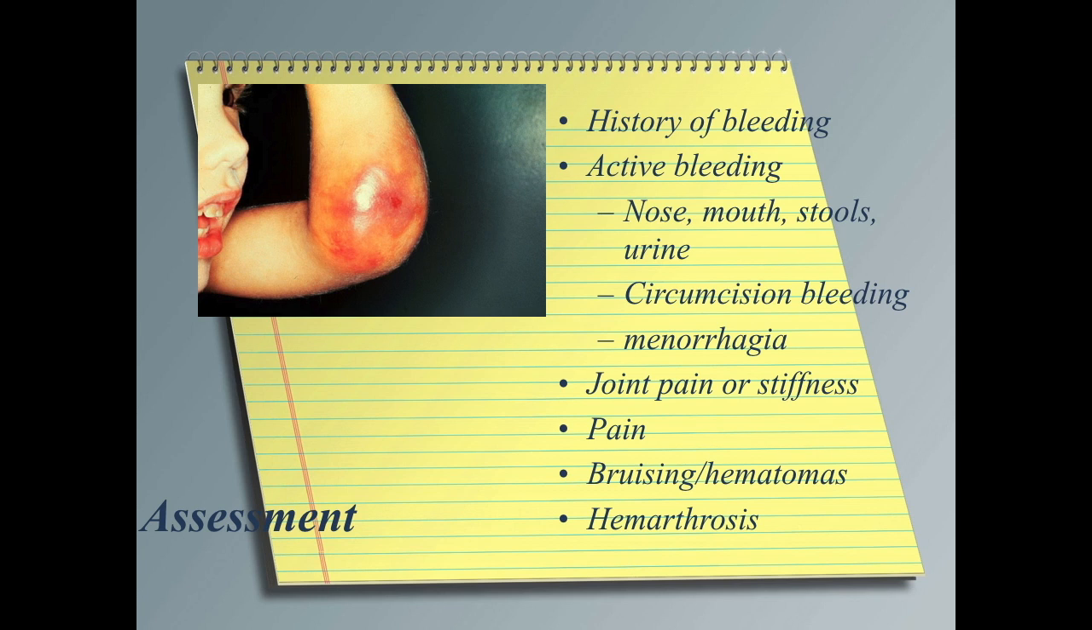They can have joint pain and stiffness because of the bleeding into the joint, which is the hemarthrosis, and that's the picture that I have up here. And you can tell that is a very swollen joint, and that kid doesn't look like he's too happy. Bruising and hematomas, of course, and then that's the hemarthrosis.